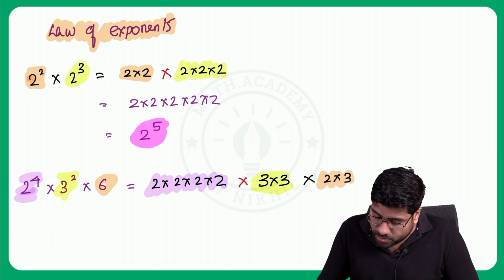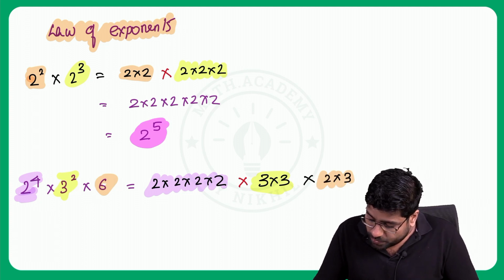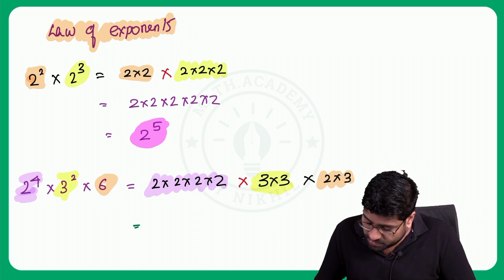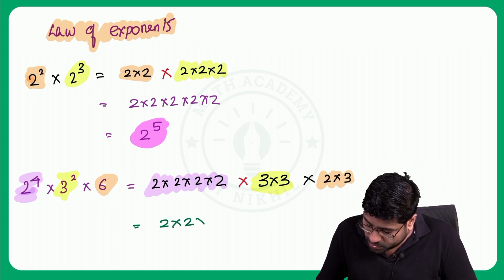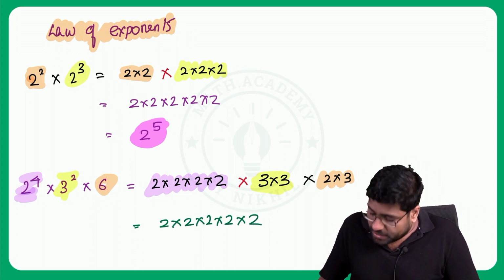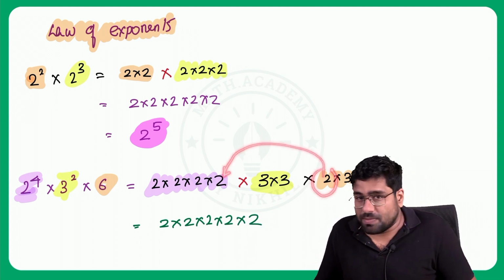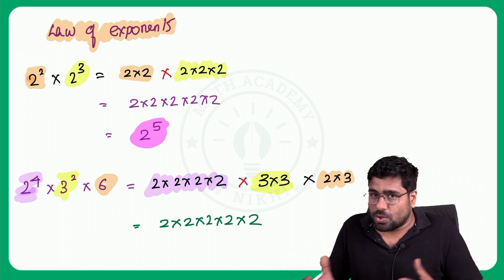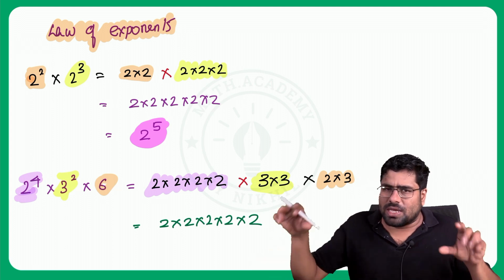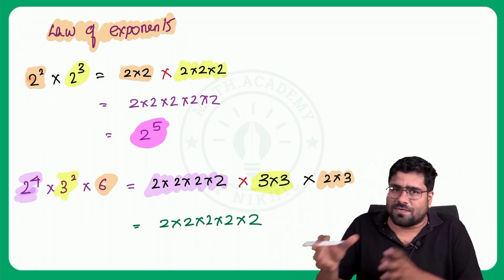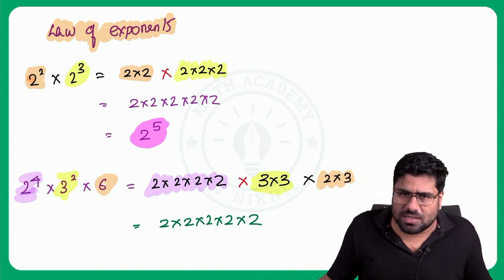Now I'm going to rewrite the whole thing for you, and the rewriting will be done in this manner. It is going to be 2 into 2 into 2 into 2 and into 2. What did I do here? I brought this 2 from here and I kept it beside this one. You can actually rearrange the whole thing. In multiplication, you don't mind keeping the first one in the last position and the last one in the first position. You can interchange the position. There is nothing wrong in that, right?